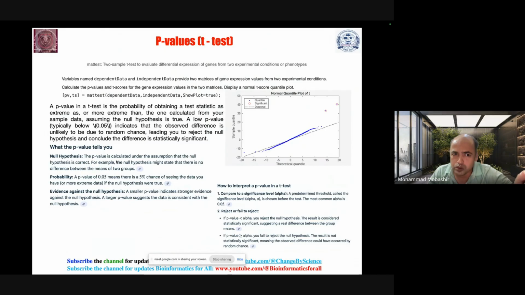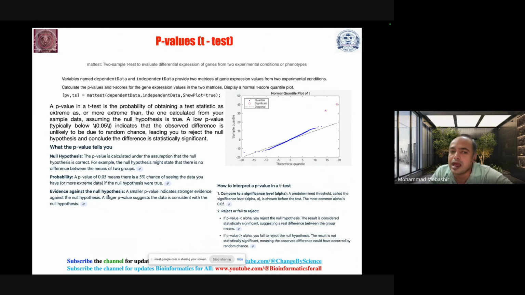The p-value is calculated under the assumption that the null hypothesis is correct. For example, the null hypothesis might state that there is no difference between the means of two groups. Then you need to understand the probability. A p-value of 0.05 means there is a 5% chance of seeing the data you have, or more extreme data, if the null hypothesis were true.